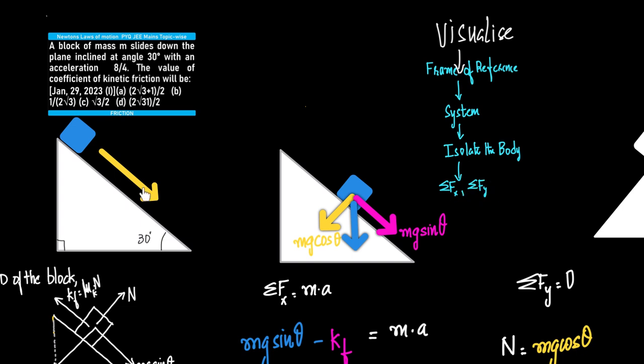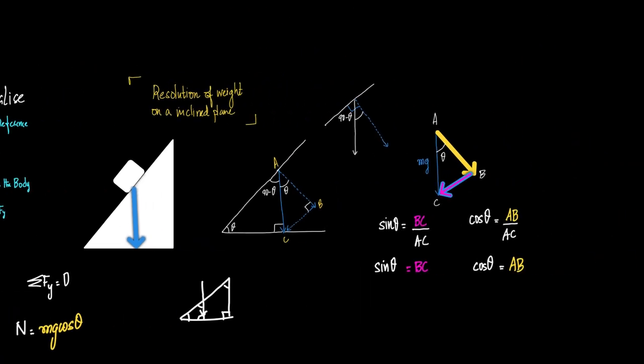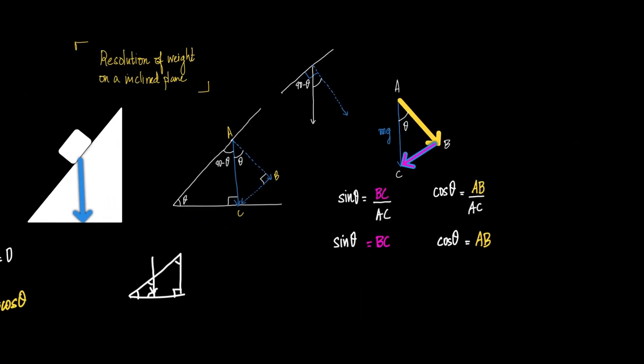So let's first visualize this. Angle 30 degree, inclination. A block of mass m is sliding down. Okay. Now, when the block of m is sliding down, we know that this weight can be resolved into two components. One is mg sin theta and the other is mg cos theta. You may have a doubt how. Let's quickly go through the resolution also.